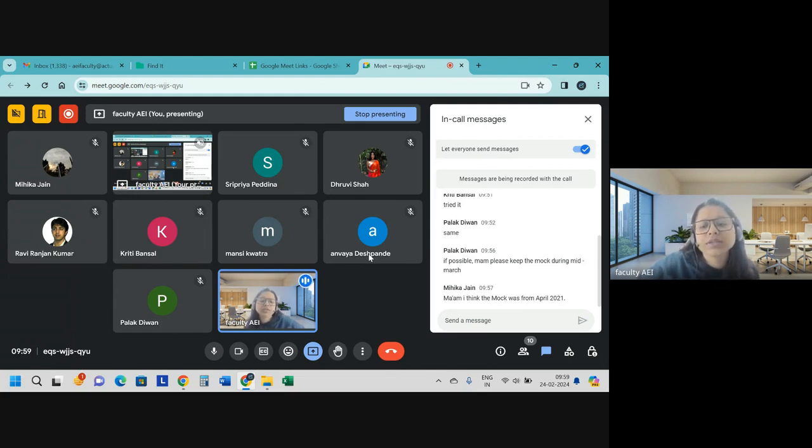Right? Since Mihika is saying April 21, I'm not very sure, Mihika, if you have solved the mock exam. Then what we can do is I'll let you all know exactly which paper I'll be taking as a mock. Maybe September 2023 also we can take as a mock, right? Because that's the most recent paper.